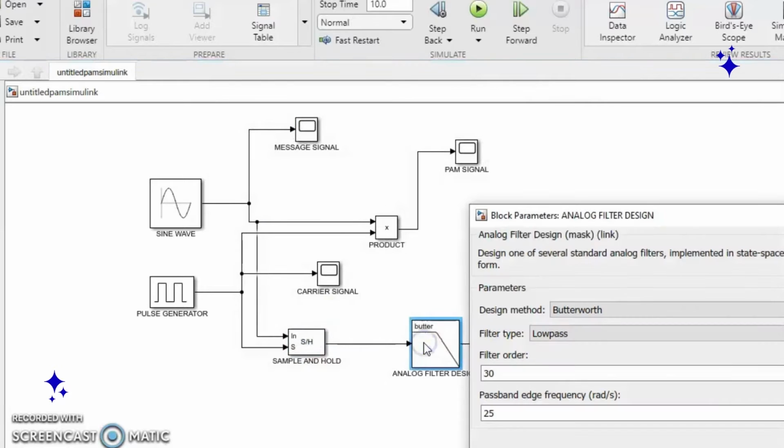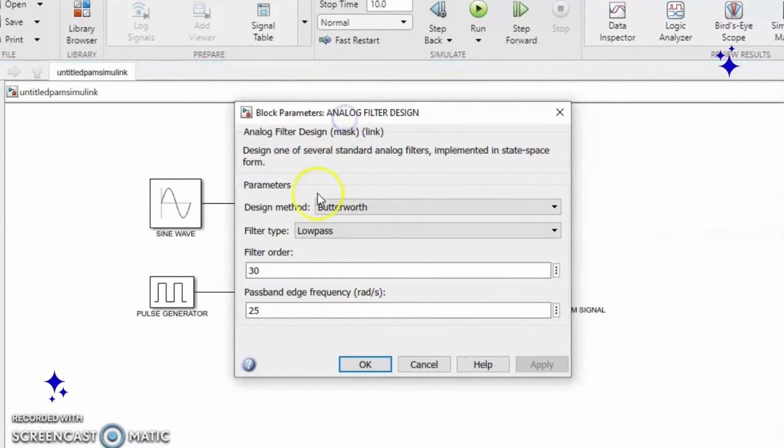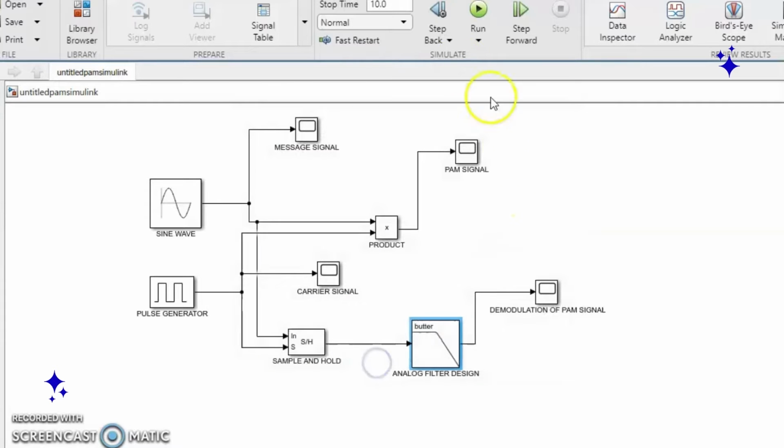Next we have analog filter design. Design method we set Butterworth. Filter type low pass. Filter order is 30. Pass band edge frequency is 25 radian per second. Next we have scope. Scope is used to display the time domain signal.